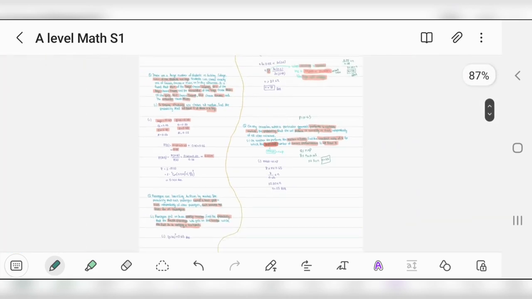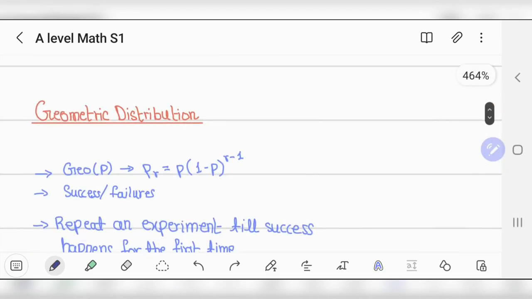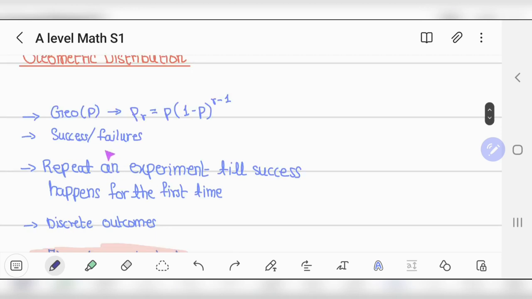So this is the end of binomial distribution, and then we're going to go with geometric. Okay, so now we're going to start with geometric distribution. What is a geometric distribution and what is the difference between geometric and binomial? In the binomial distribution, we have a limit, like an experiment repeated a number of times, for example rolling a dice 6 times or 7 times. But in geometric you don't have that, and you don't know what the limit is. You just repeat an experiment till success happens for the first time. That's the difference. The rest are the same. There's success and failure.